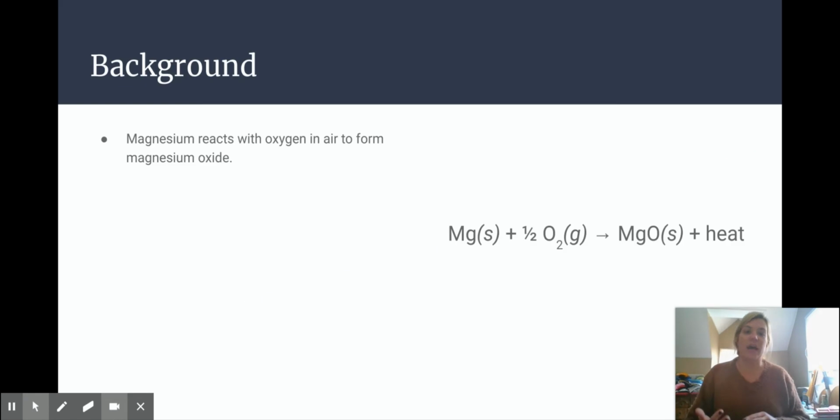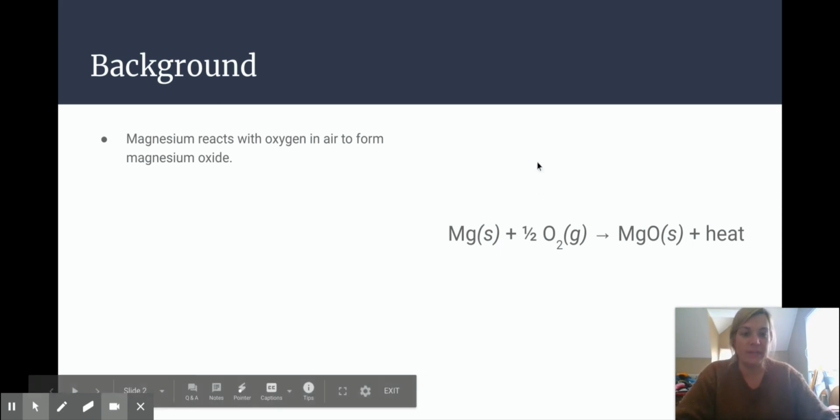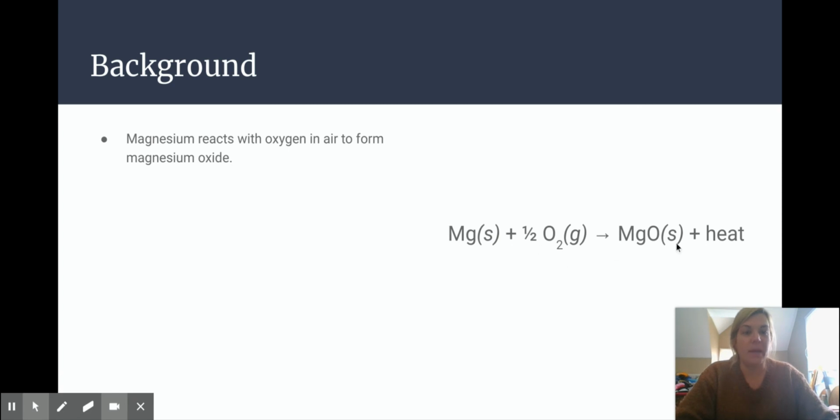So the first thing is that we know that magnesium reacts with oxygen in the air to form magnesium oxide using this reaction right here. So magnesium solid plus half of oxygen makes magnesium oxide. The problem with this reaction is it takes very long for it to happen. So we're not actually going to perform this chemical reaction in the lab.